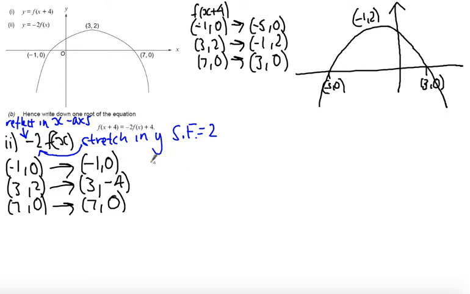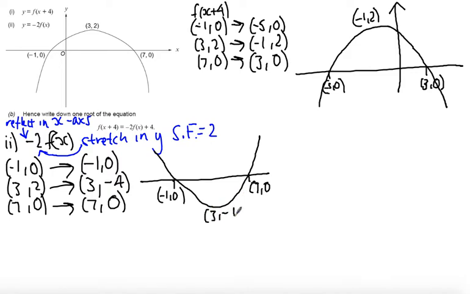So when I sketch this graph, now I flip the graph upside down. So it's the other way round. The roots are still at -1, 0, and 7, 0. The minimum now, however, is at 3, -4. And here's my y-axis.